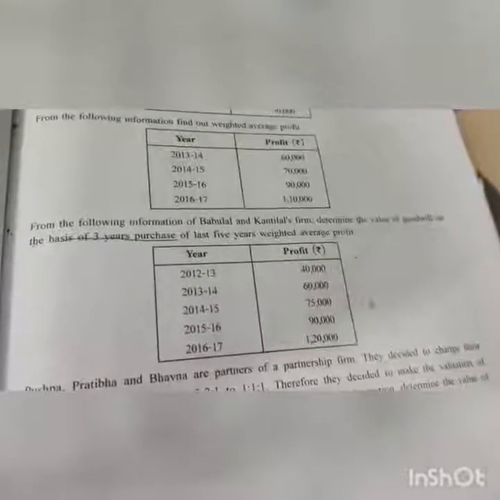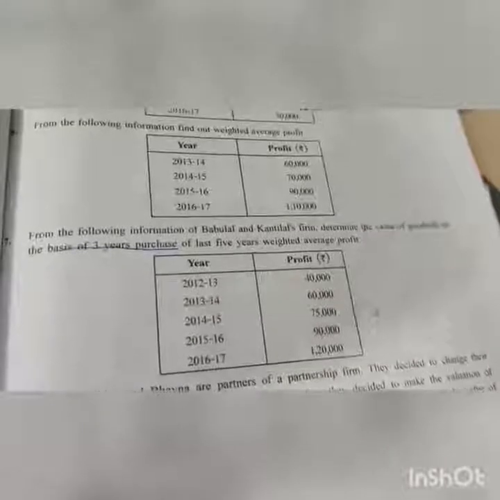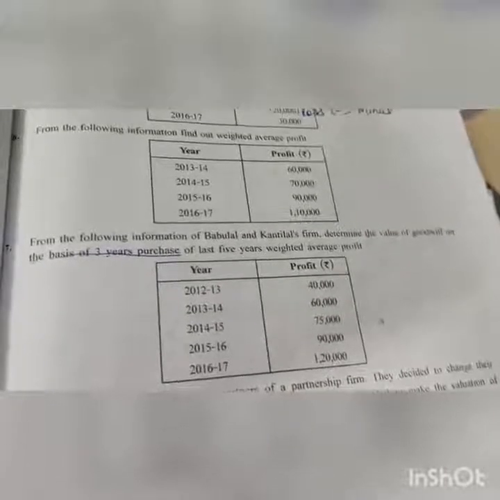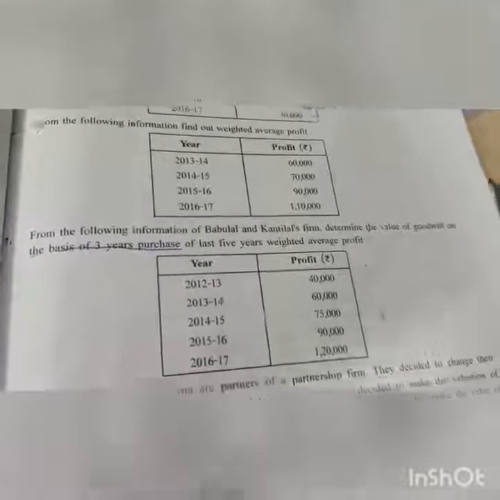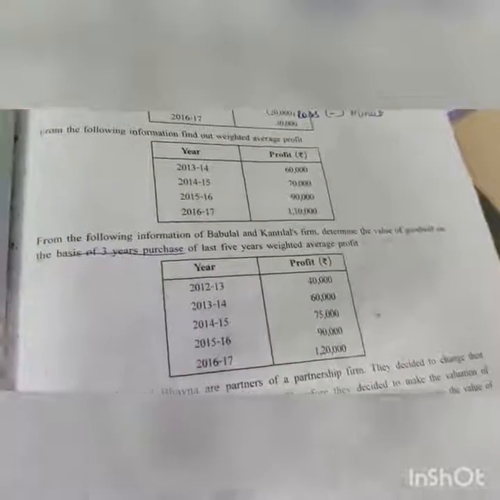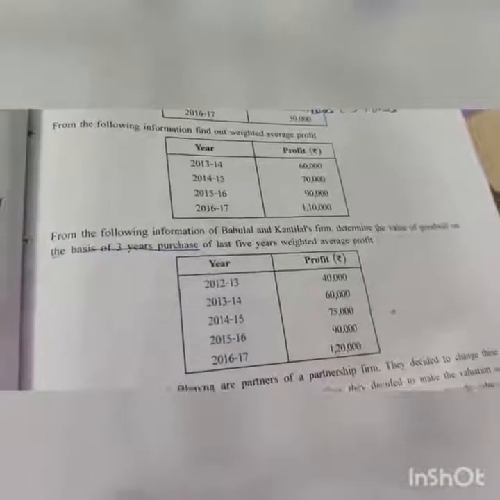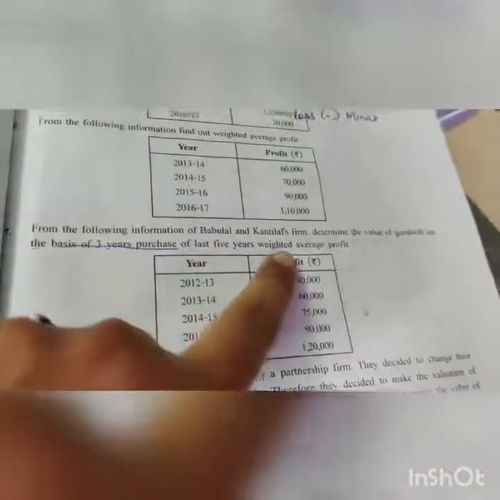Now we'll start sum number 7. From the following information of Babulal and Kantilal firm, determine the value of goodwill on the basis of 3-year purchase. See, purchasing year is how much? That is 3 years. Of last 5-year weighted average profit. Again they have specified that the method is weighted average.